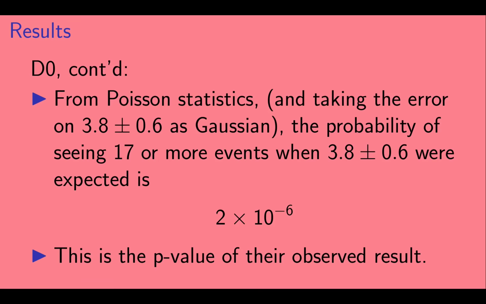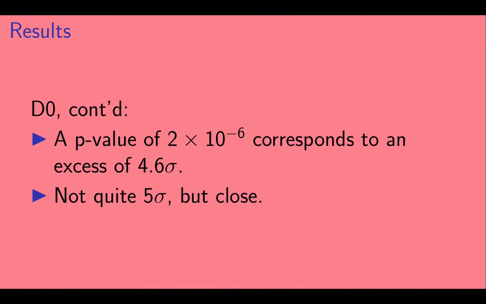This is the p-value of their observed result. It quantifies how much the observed result disagrees with the expectation if the top quark didn't exist. The number is quite small, which means there is substantial disagreement. A p-value of 2 times 10 to the minus 6 corresponds to an excess of 4.6 sigma. Not quite 5 sigma, but close.